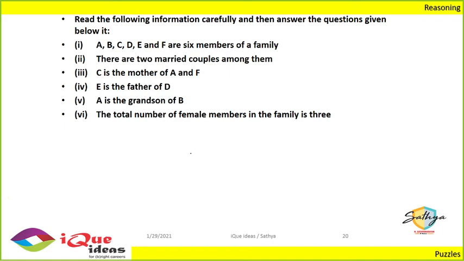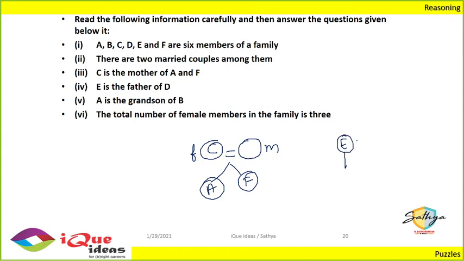We start with C is the mother of A and F. So C, mother means female. So C is married to somebody who is a male and mother of A and F. Okay. E is the father of D. We know that E is the father of D. E is a male, but we don't know how it fits with the others. So I'll keep it aside.